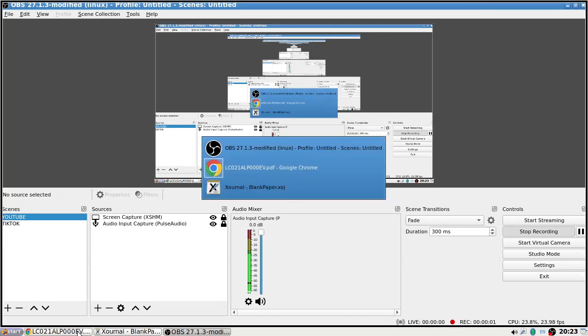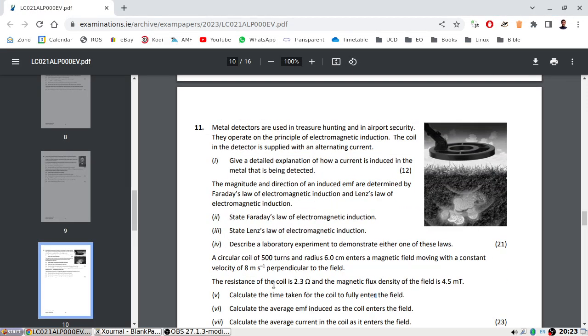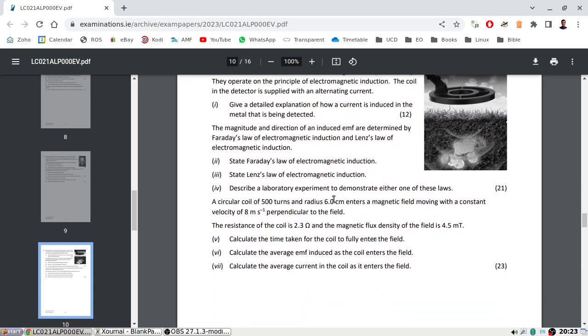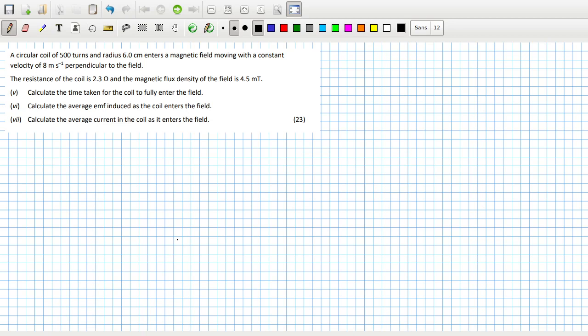Okay, so someone asked me to have a look at the last part of this question 11, the calculation part. That's kind of interesting and also a little bit unclear. Let's have a look. A circular coil enters a magnetic field, moving with a constant velocity of 8 perpendicular to the field. That's fine. The problem is, it doesn't specify perpendicular to what about the coil.